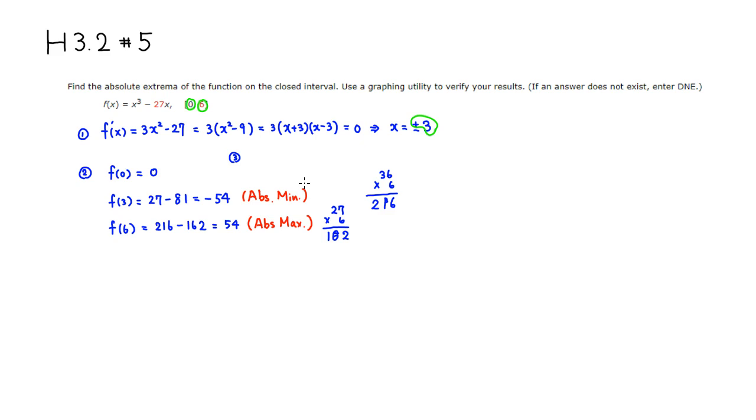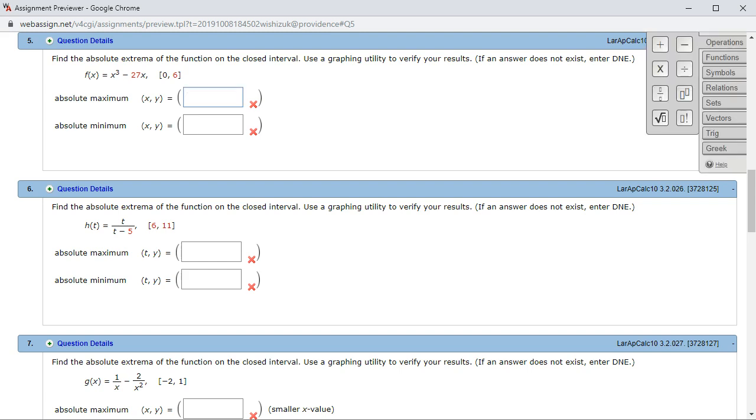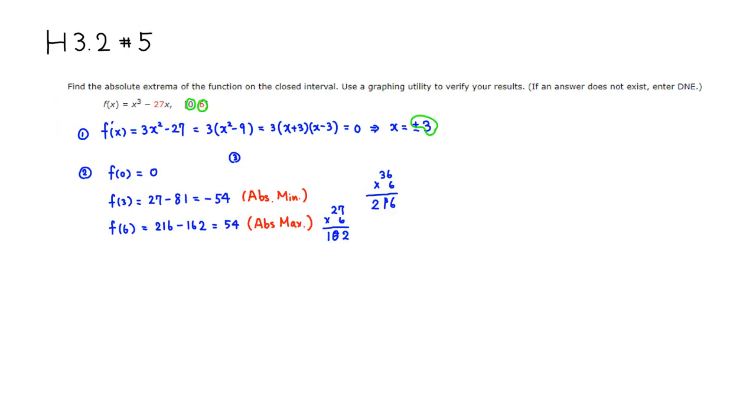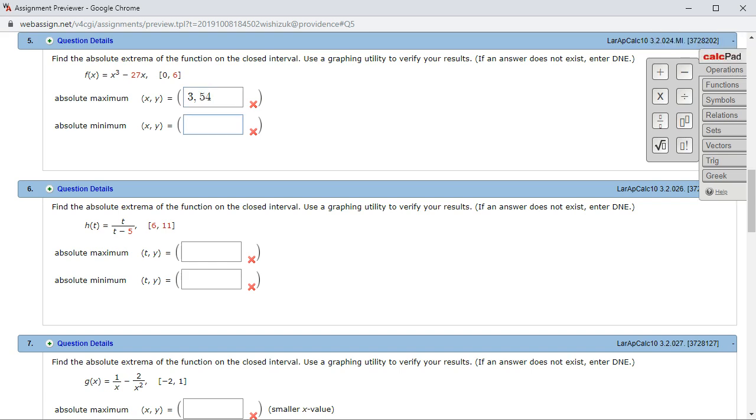Let's type it in. The absolute maximum was 54, which occurs at 3, was it? I forgot what it was. Occurs at 3, sorry. So the maximum is at 3 and the value is 54, and the absolute minimum occurs at 6 and the value is negative 54. Let's check the answers.